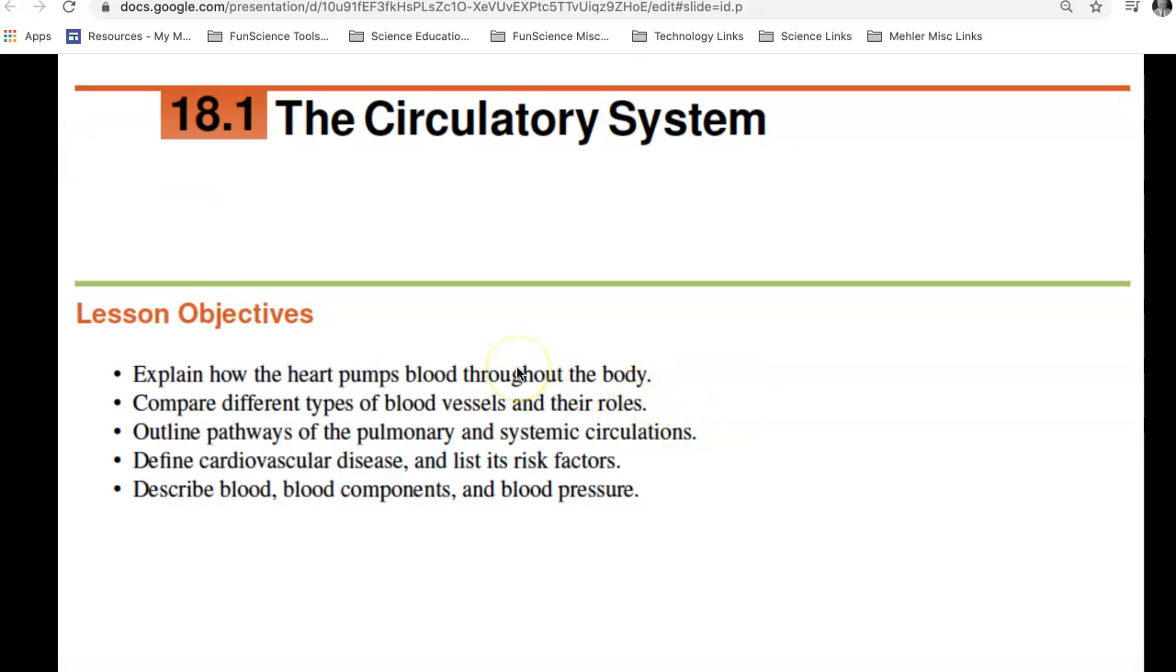Hello everyone, and welcome to the Chapter 18 overview. This is going to be on the circulatory system and the respiratory system. Take a look at the lesson objectives that we have down here, and we're going to be talking about the heart, the blood, the oxygen which flows to every one of your cells through the vessels called arteries, veins, capillaries.